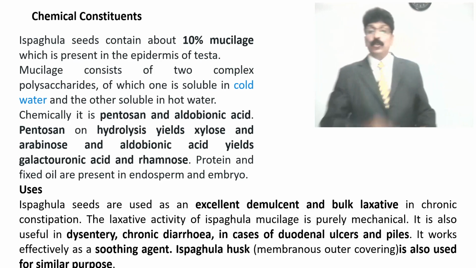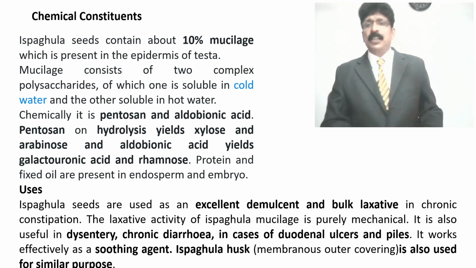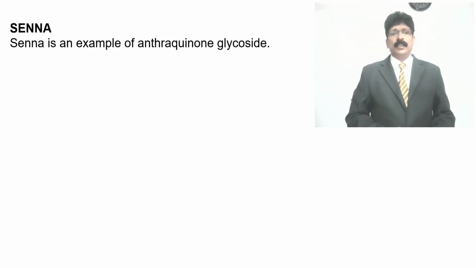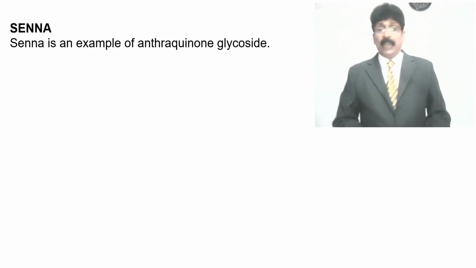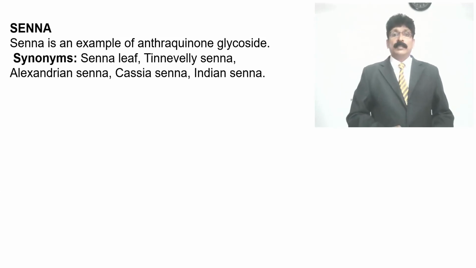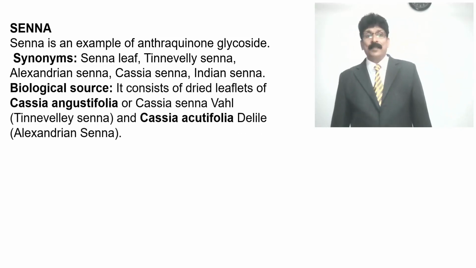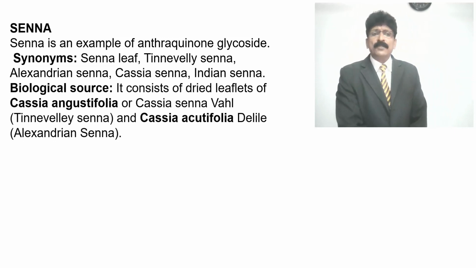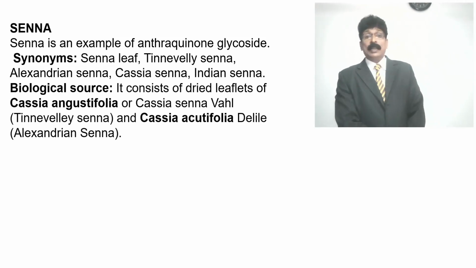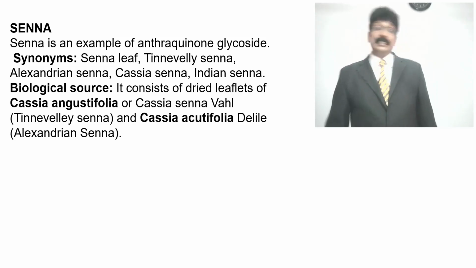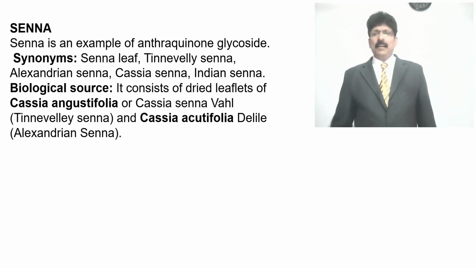Ispaghula husk, that is the membranous outer coating, the picture which I have shown, is also used for a similar purpose. Now we are coming to Senna. Senna is an example of an anthraquinone glycoside, as is aloe. Synonyms: Senna leaf, Tirunelveli Senna, Alexandrian Senna, Cassia Senna, Indian Senna. Biological source: it consists of dried leaves of Cassia angustifolia, or Cassia Senna, that is Tirunelveli Senna, and Cassia acutifolia, Delile. This is African, that is Alexandrian Senna, a little bigger one.